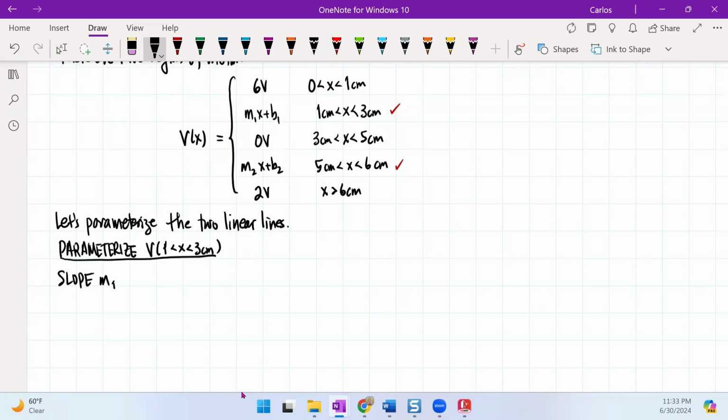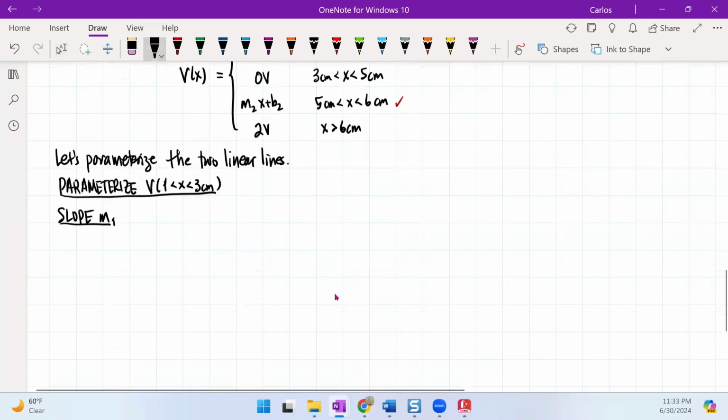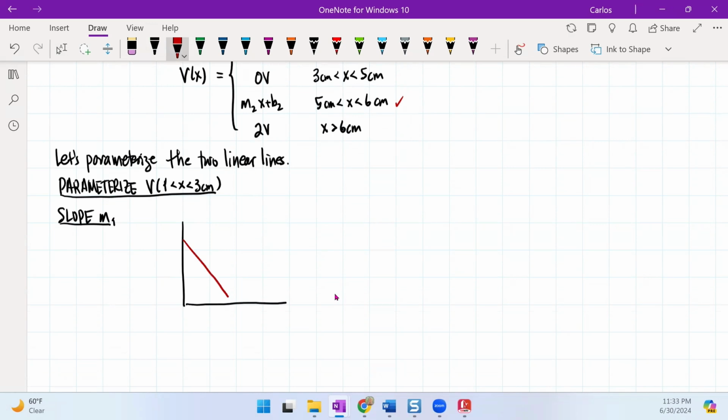Now the first thing I need to do is get the slope, M1. When I look at my curve, what am I actually seeing? I have a curve that's going to look like this, and then a linear line going like this. I could see here that this is 0 here. If I look at the bottom, this point right here is going to be 3 centimeters and 0 volts. And then this point up here is going to be 0 centimeters, but it's going to be 6 volts.